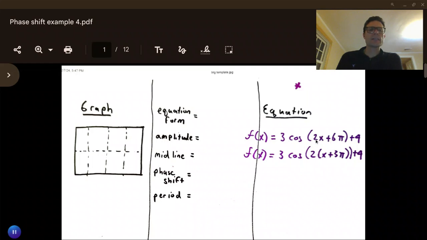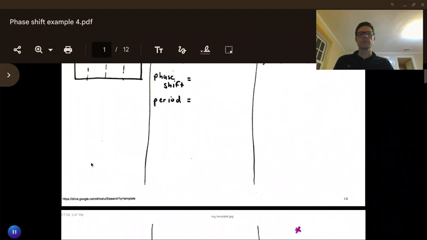And the first thing I did was I just rewrote this by factoring out whatever's in front of x. So 2 is in front of x. I'm going to pull that out. So I've got x plus 3 pi. That's going to be helpful.